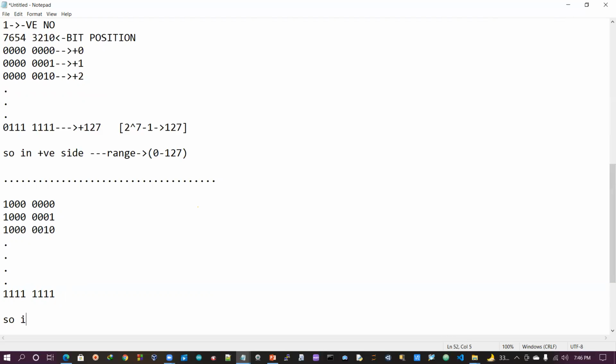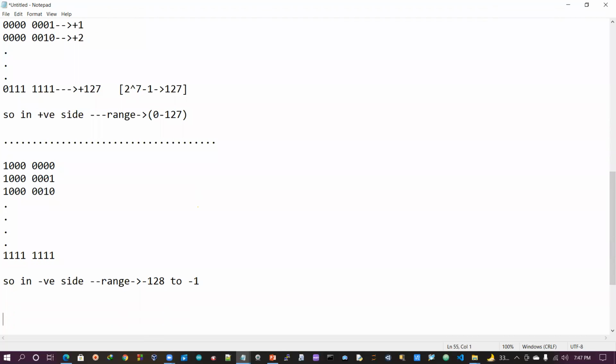So on the negative side, what is the range? You tell me. The range is actually minus 128 to which one? You can start from 127. No, don't say 127, that comes on the positive side. So you can say minus 1. Minus 128 to minus 1.